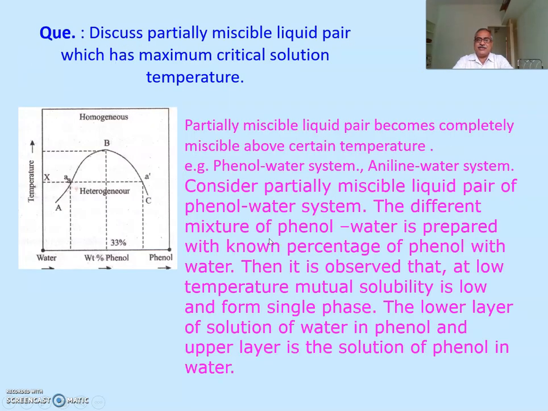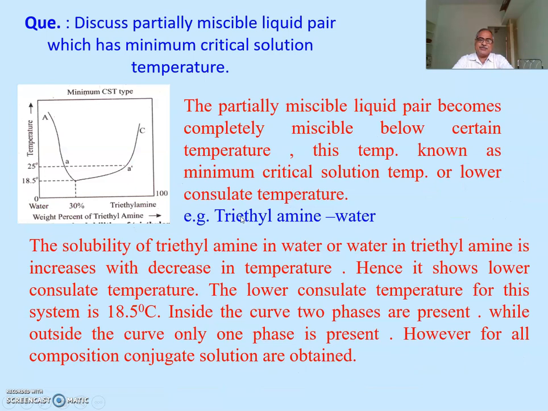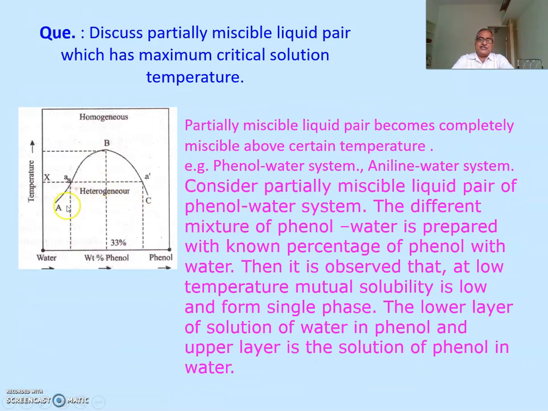Then we are going to discuss partially miscible liquid pairs that have a maximum critical solution temperature. Suppose a partially miscible liquid pair becomes completely miscible above a certain temperature, just like the phenol water system and aniline water system. Consider the partially miscible liquid pair, the phenol water system. Different mixtures of phenol and water are prepared with a known percentage of phenol in water, then observed at a temperature where you get the homogeneous phase or mutual solubility.